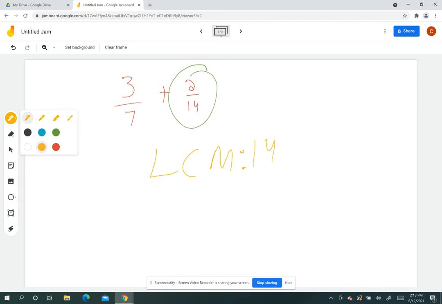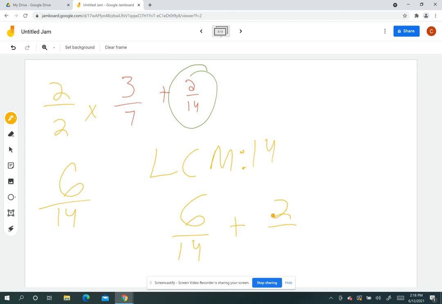Well, I'm going to multiply by 2, because 7 times 2 gives me 14. If I multiply the bottom by 2, I have to multiply the top by 2. So 2 times 3, 6. 2 times 7, 14. So now I'm going to have 6 over 14 plus 2 over 14. That's going to give me 6 plus 2, 8, over 14. Bam.